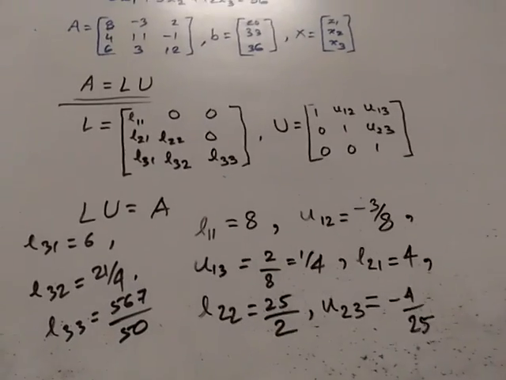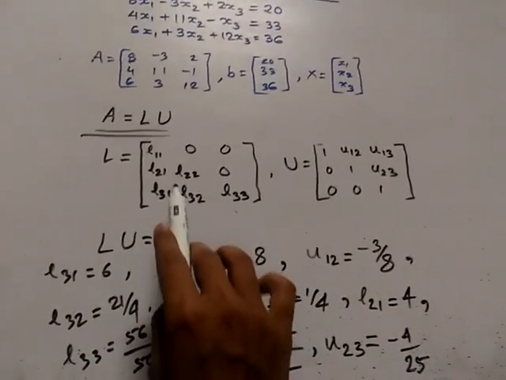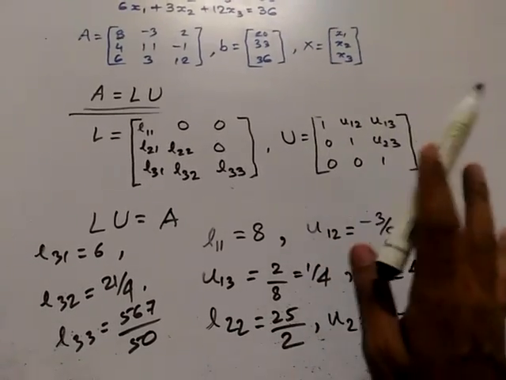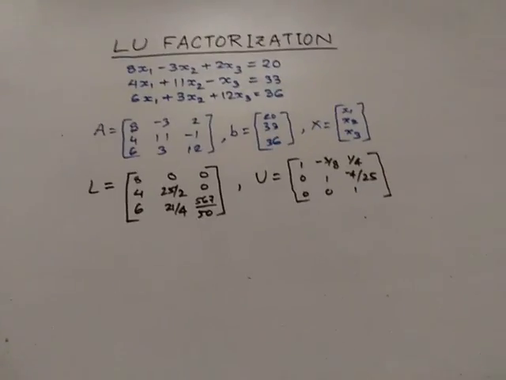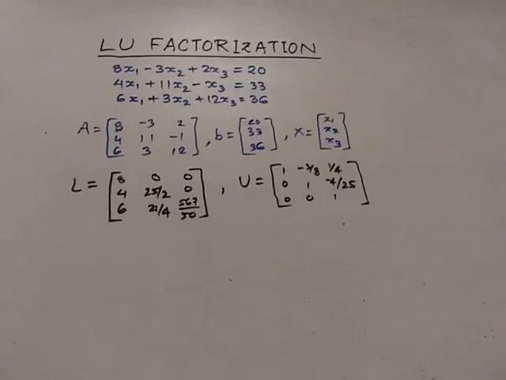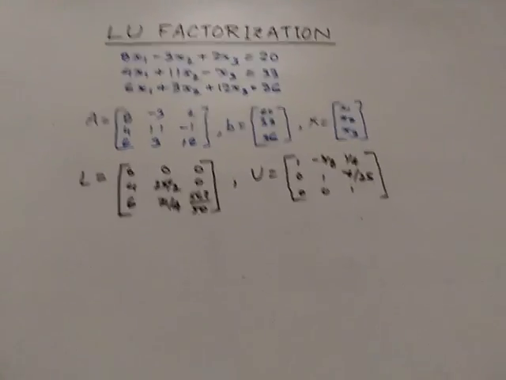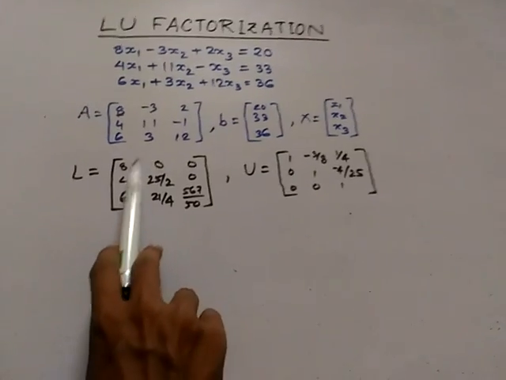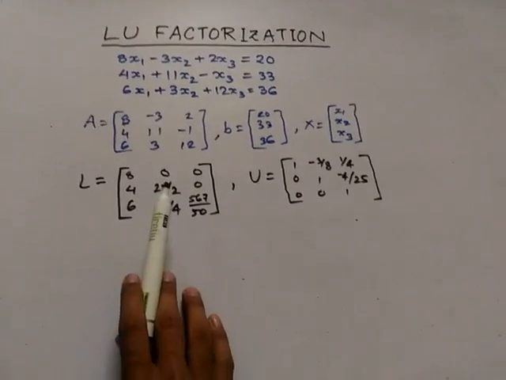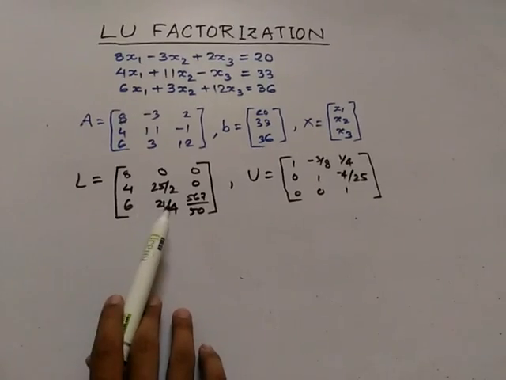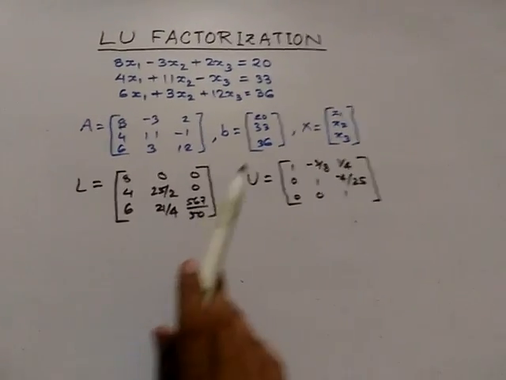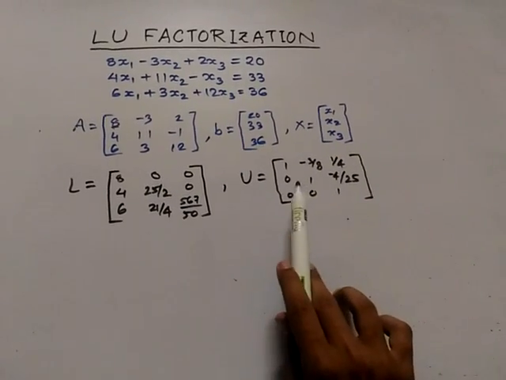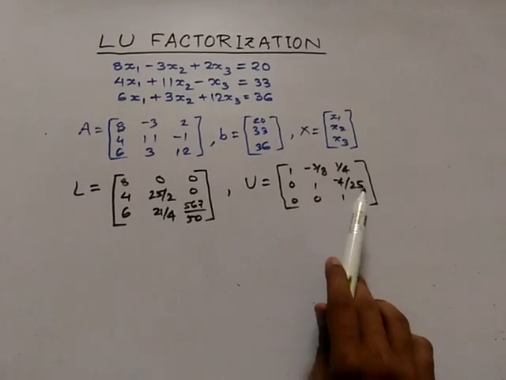So we got all the values that were unknown here, and so we will write the matrices with their values. So L is equal to 8, 0, 0, 4, 25 by 2, 0, 6, 21 by 4, 567 by 50, and U is nothing but 1, minus 3 by 8, 1 by 4, 0, 1, minus 4 by 25, 0, 0 and 1.